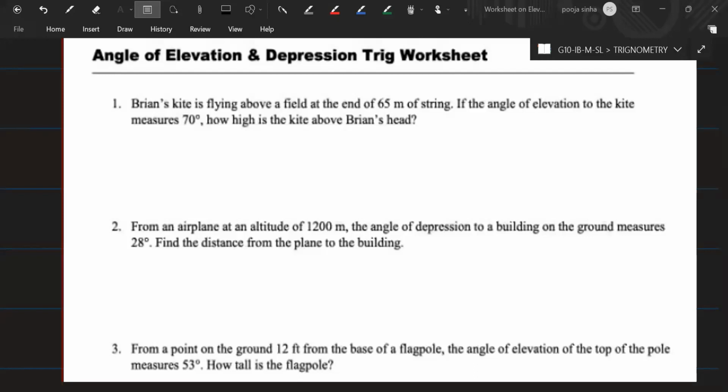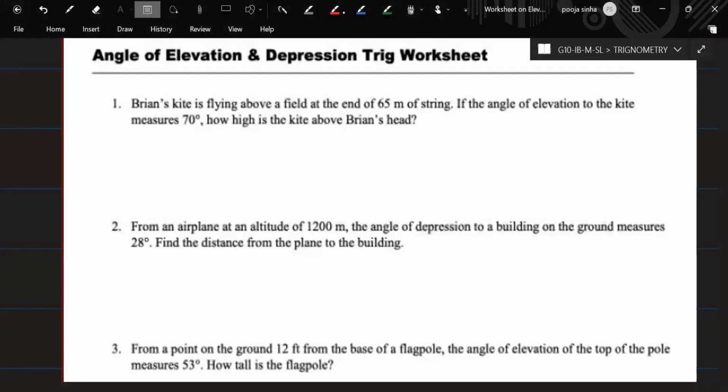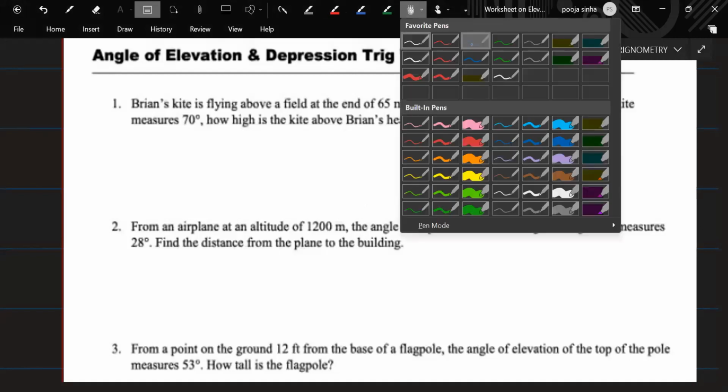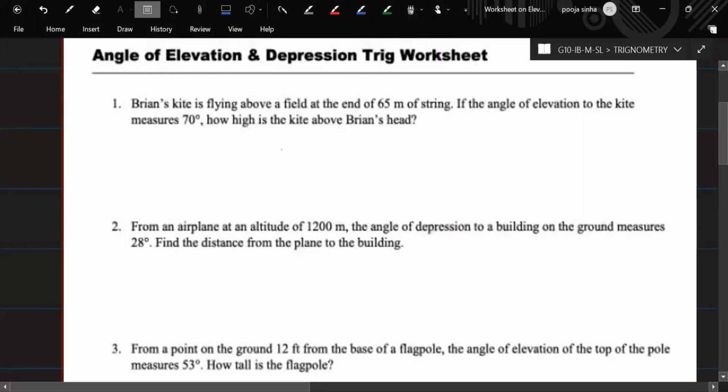Brian's kite is flying above a field at the end of 65 meters of string. So theta would be 70. Then opposite would be 65. Okay, so let's first draw the diagram, okay? Draw the diagram. So that's where my kite is here.